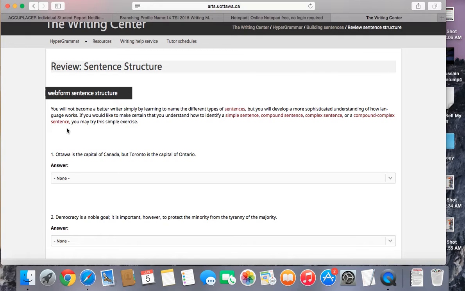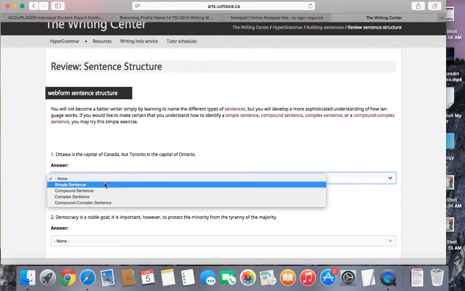Sophisticated. I'm trying to say it correctly. Sophisticated understanding of how language works. But if you would like to make certain that you understand how to identify simple sentences, compound sentences, complex sentences, or compound-complex sentences, you may try these simple exercises.